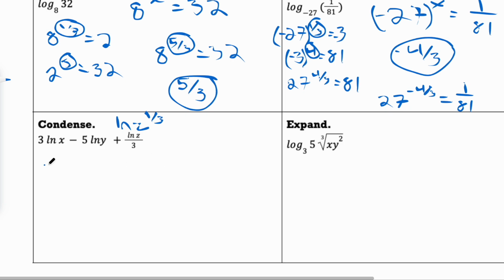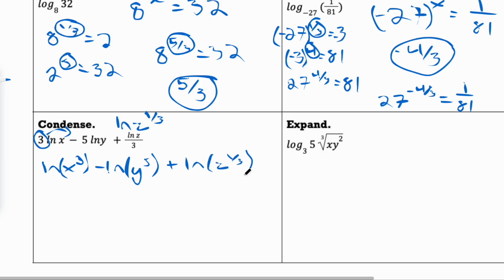we have 3 ln x. I'm actually going to do all these right now. Since we have this coefficient out front, we can turn it into an exponent and say ln of x to the 3rd minus, same thing with this, move that y to an exponent, ln of y to the 5th plus what we just did, ln of z to the 1/3.